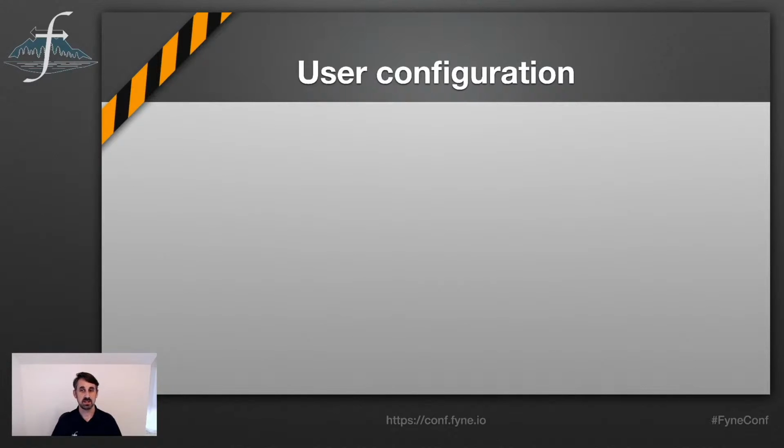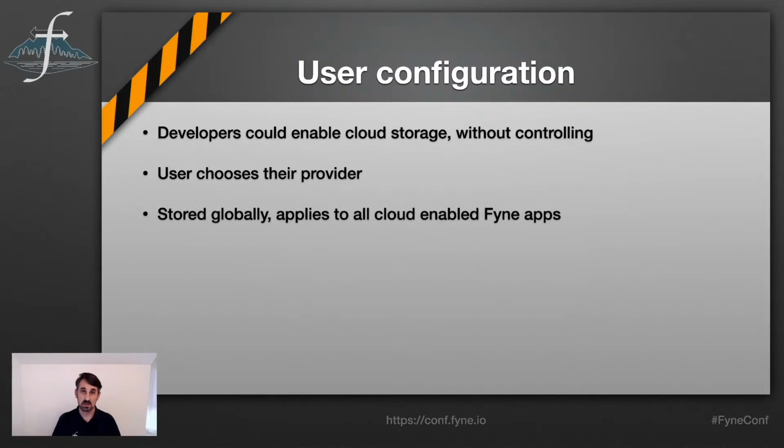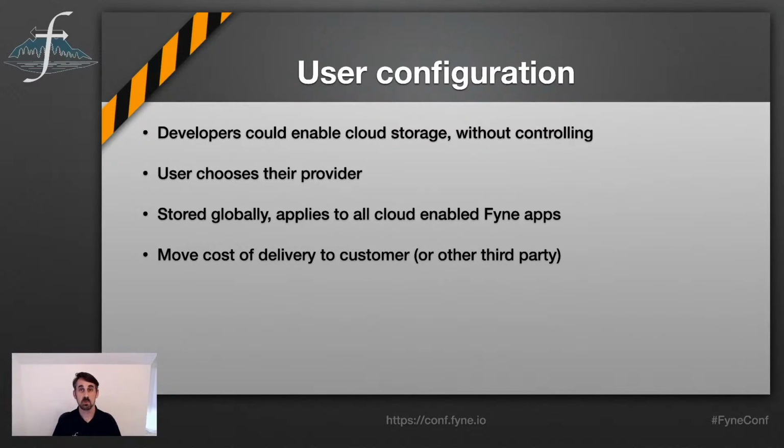However, that's great if you want to deliver a specific backend, but what if users want to choose? We would like to enable that as well, so that developers can enable cloud storage without necessarily controlling where that cloud is. Users would then be able to choose their provider. This data would be stored globally to the user's desktop or device, and it would apply to all cloud-enabled Fyne applications, which means you set it up just once and it's going to work for all other applications that you install. It moves the cost of delivery off the developer, because they don't have to build the infrastructure, to the user, who may choose to sign up with a new provider, or they might have one already set up on their computer or an account on a provider that they're going to choose to use.